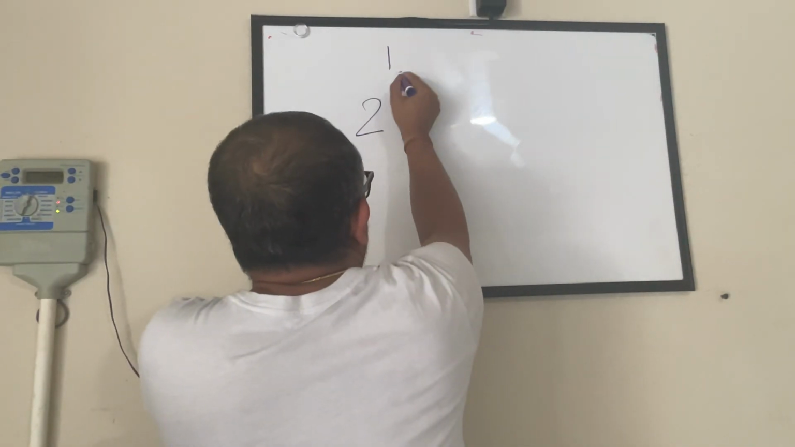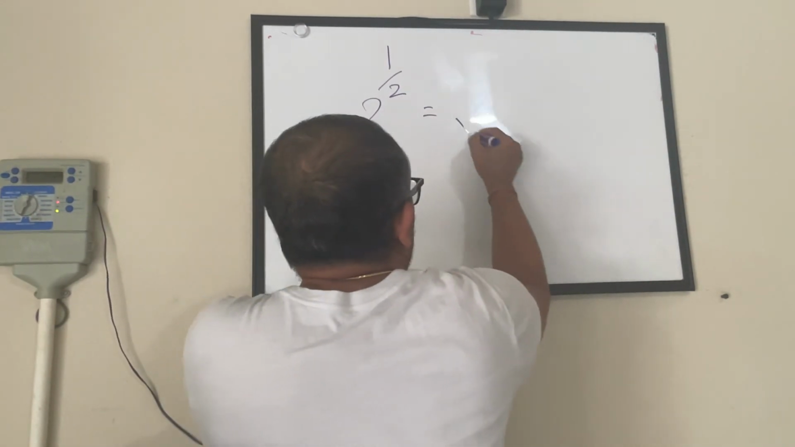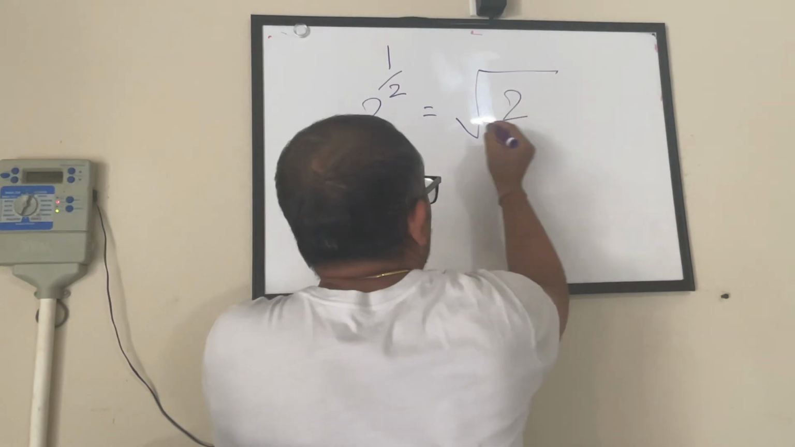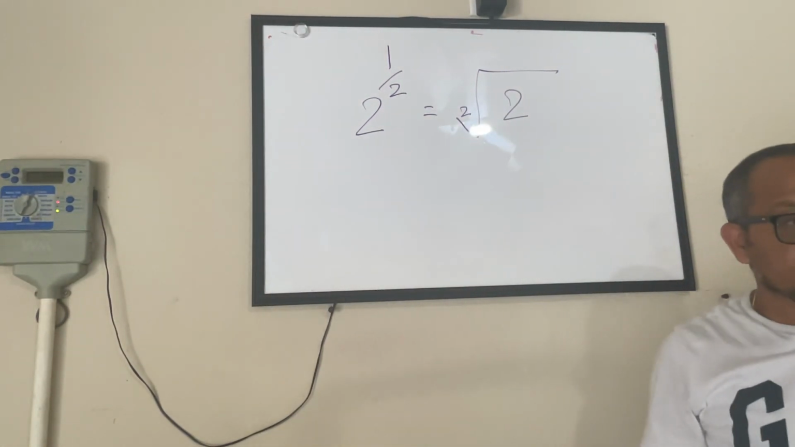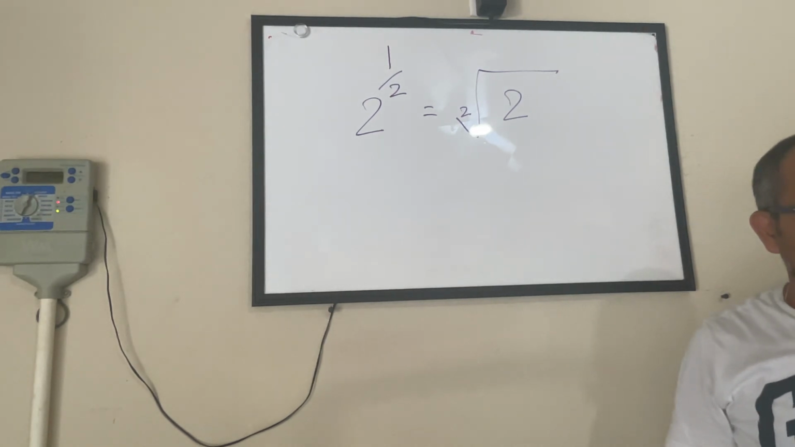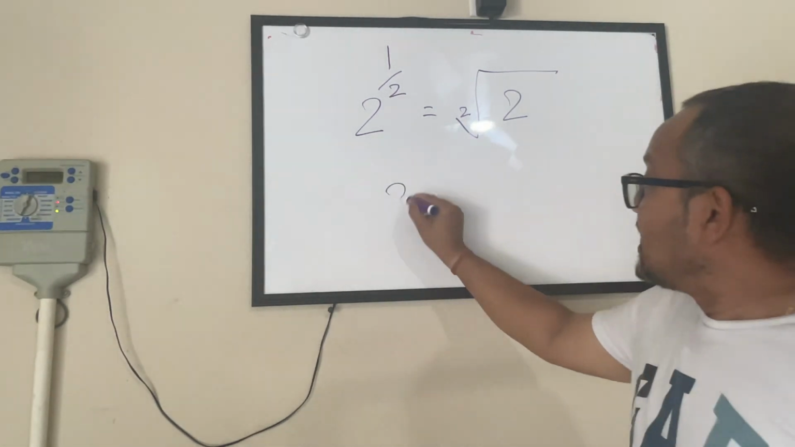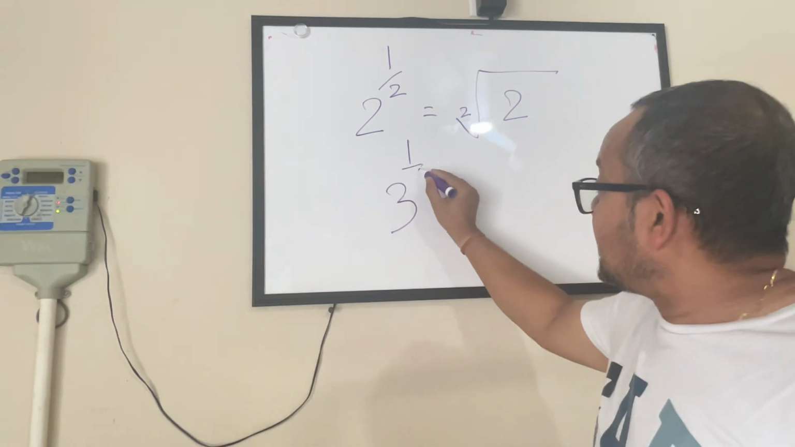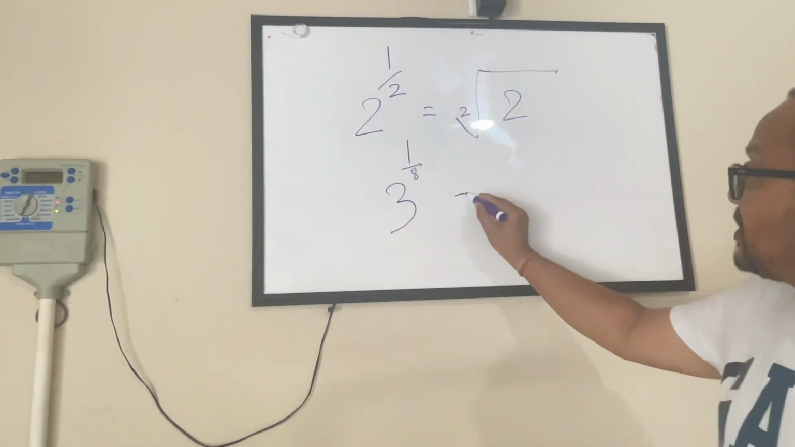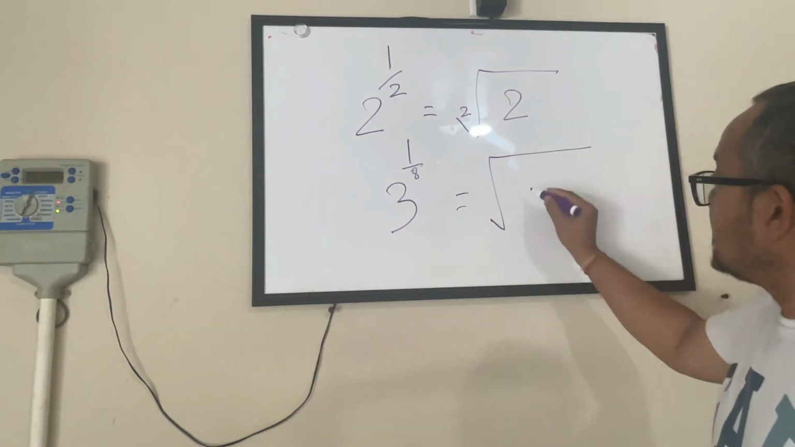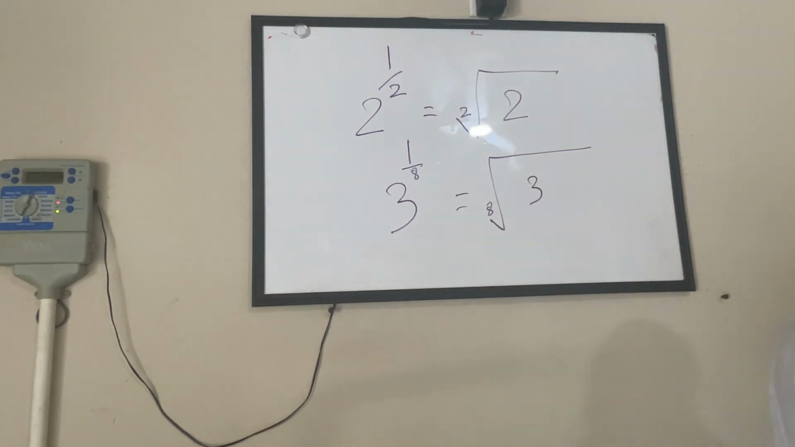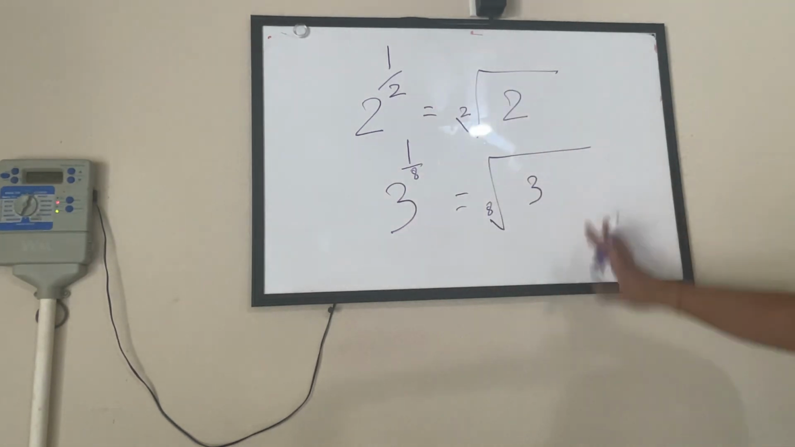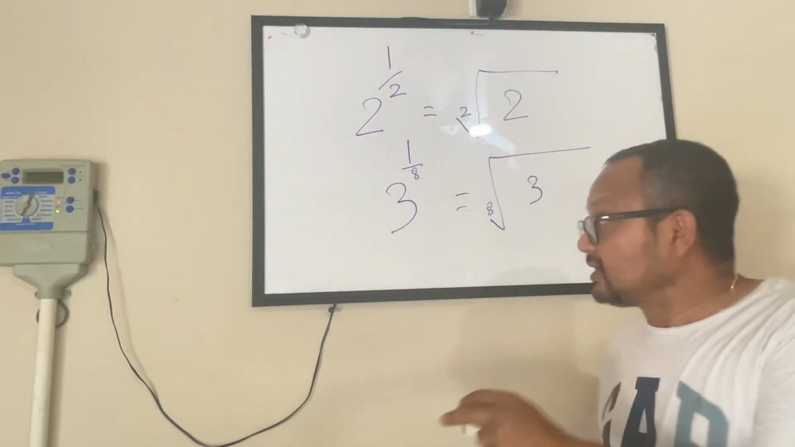2 to the power 1 by 2 is nothing but the square root of 2. If I say 3 to the power 1 by 8, what does it mean? 8th root of 3. So let's not make it so complicated. Let's look at a simpler thing.